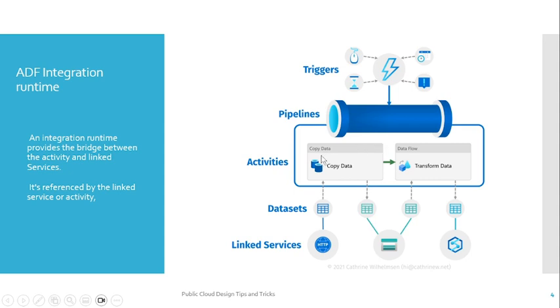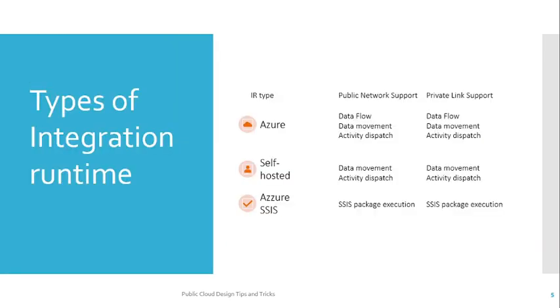An integration runtime provides the bridge between the activity and linked services. That means to process these activities over a compute, you need to have an integration runtime. Okay, so let's try to understand the different types of integration runtimes. There are three types of integration runtimes provided by Azure Data Factory. One is Azure managed, second is self-hosted, third is Azure SSIS.